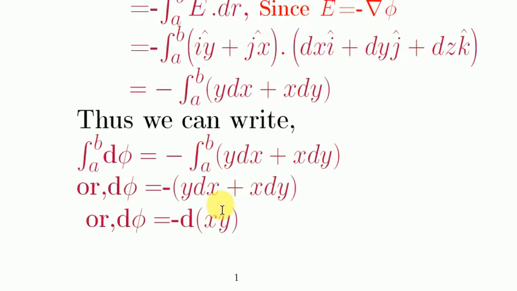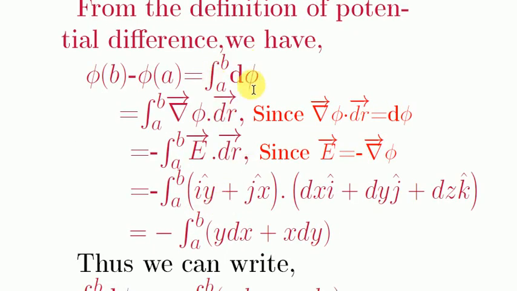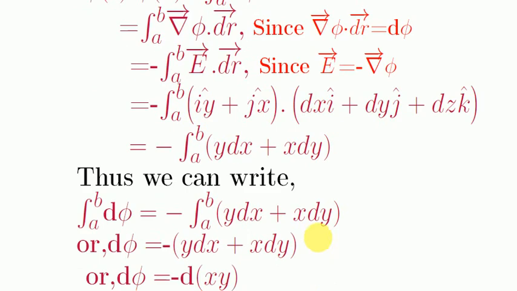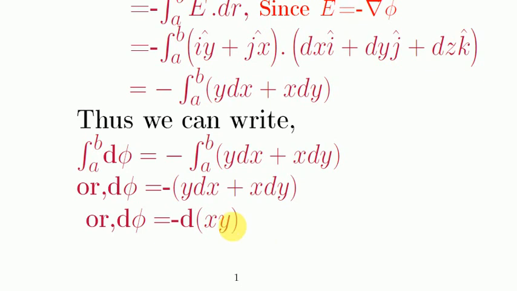So now we can write integration a to b d phi equal to minus of integration a to b y dx plus x dy. We can write this, and in the next step we can easily write d phi equal to minus of y dx plus x dy, and then d phi equal to minus d of xy, because if we split this up, then d of xy equal to y dx plus x dy.